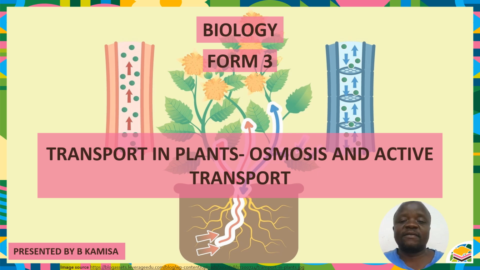This is biology form 3. I'll take you through transport in plants, but basically looking at a subtopic which is osmosis and active transport. As you can see from the pictures, it shows that it involves movement of water entering the roots and being transported to somewhere there.